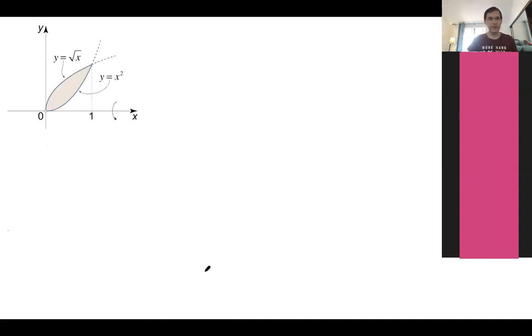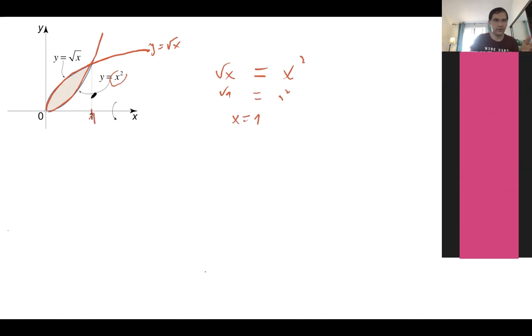Example, take one function f to be this function. That's the function y equals square root of x, and take another function g to be the function y equals x squared. Okay, so now I have two functions, square root of x and x squared. First question is, I want to know for what value of x those two functions are equal. And notice one thing, square root of 1 is the same as 1 squared. So when x is equal to 1, those two functions are equal. Okay, so this is the region.